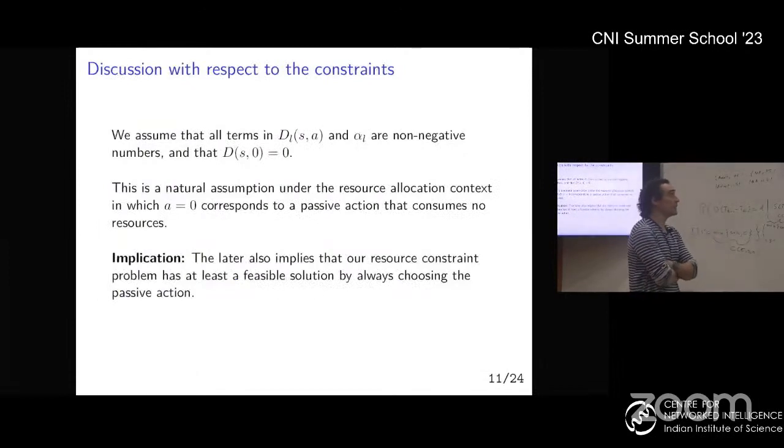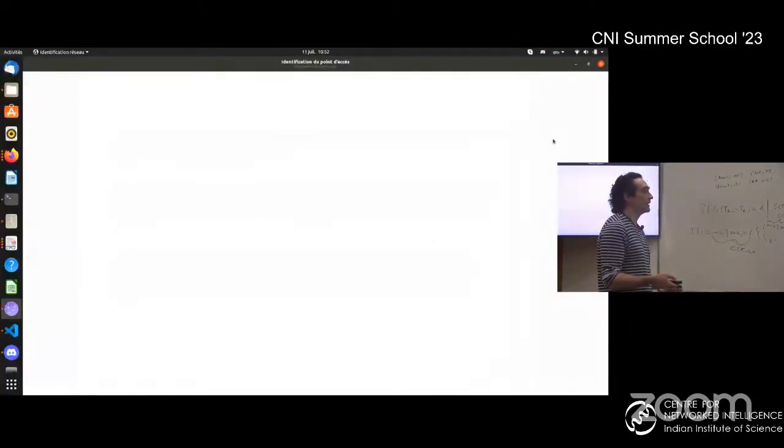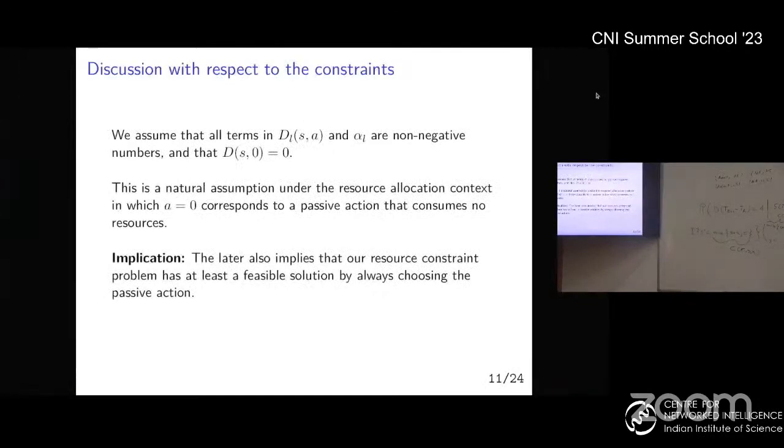So let's have a small discussion with respect to the constraints. What we assume is that the constraints are positive and the alpha are negative. Because in the resource allocation, usually it is the case when you have a routing matrix, so when you have weights and so on, you don't have negative weights. So this is where it's positive.